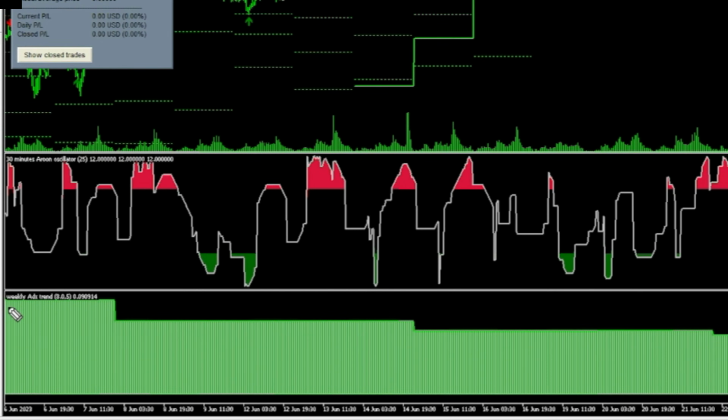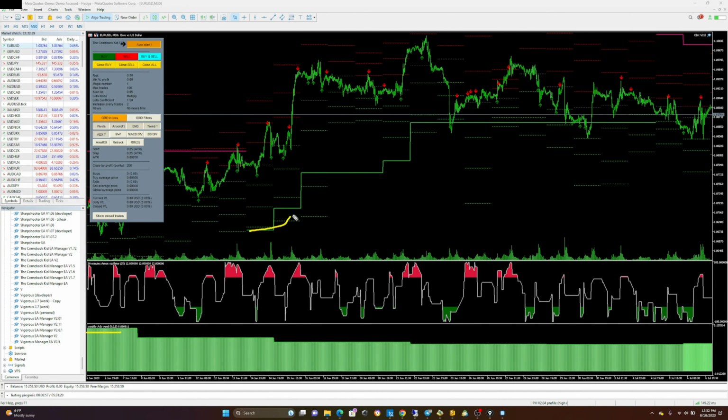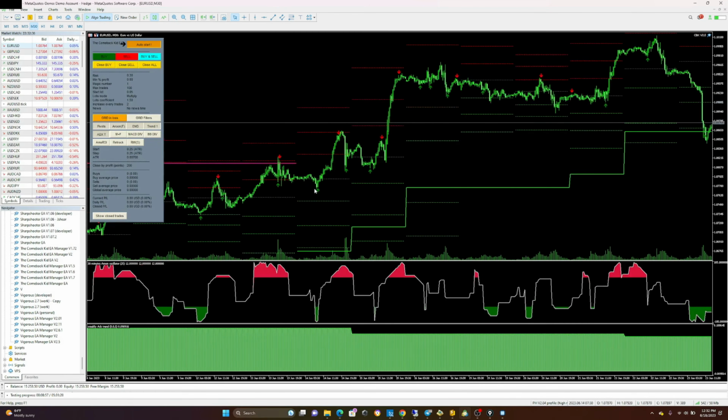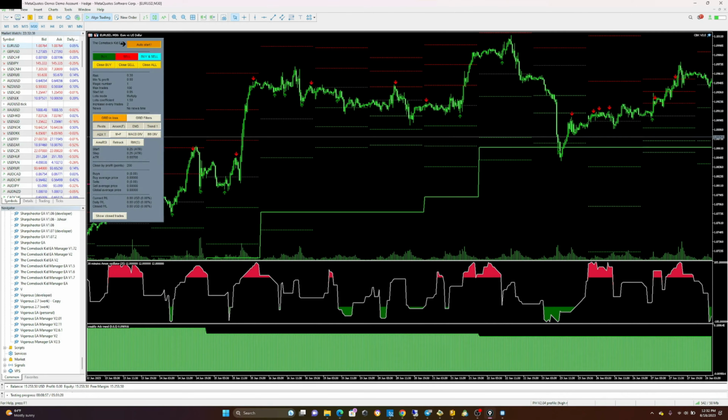After a lot of backtesting, I found out that one trend filter just wasn't good enough to filter out strong trends. That's why I use a double trend filter, the ADX trend on the higher time frame and the super trend on the lower time frame, to show me the strongest trends that the market gives. In combination with that, I use the Avron oscillator to show me pullbacks within those strong trends. So here, and here, and here, before the trend continues up, and also here.